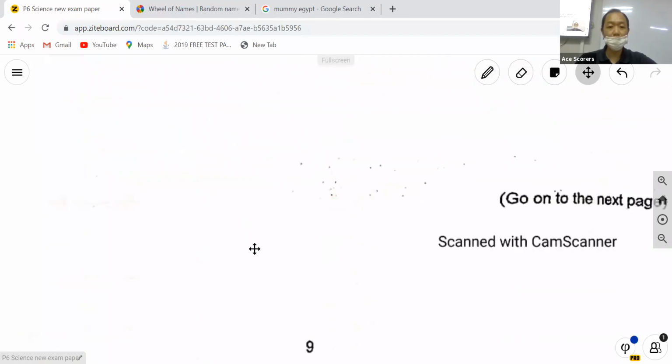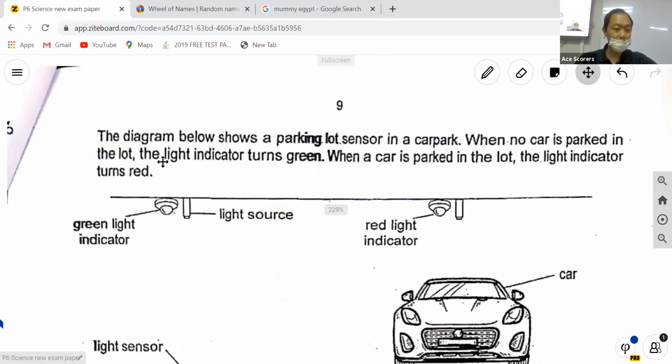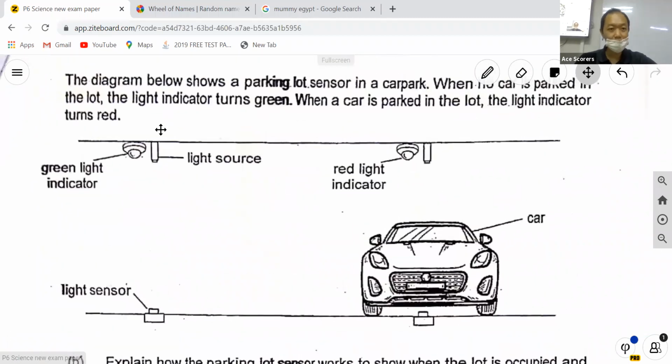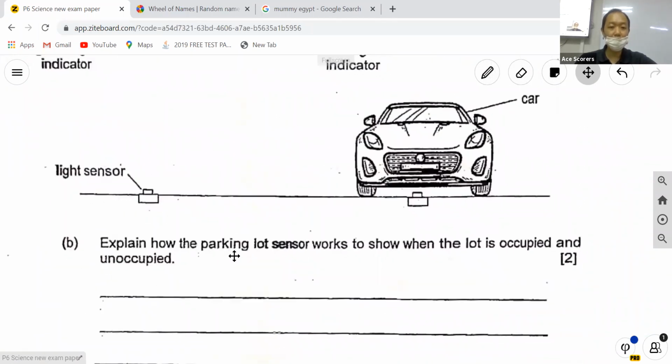Next one. It's the same question. Why is it so complicated? What's this? Light, red, what? Oh, okay. Explain how the car park sensor works.